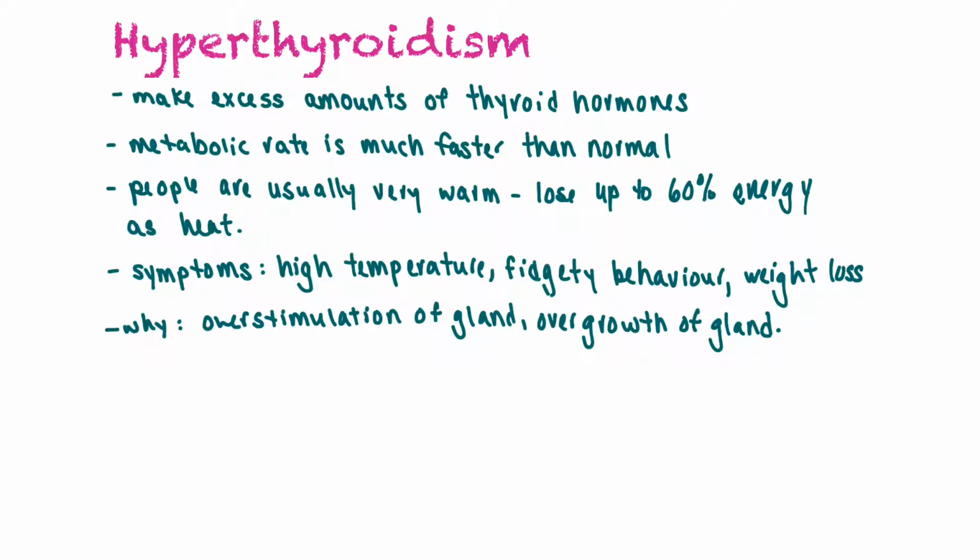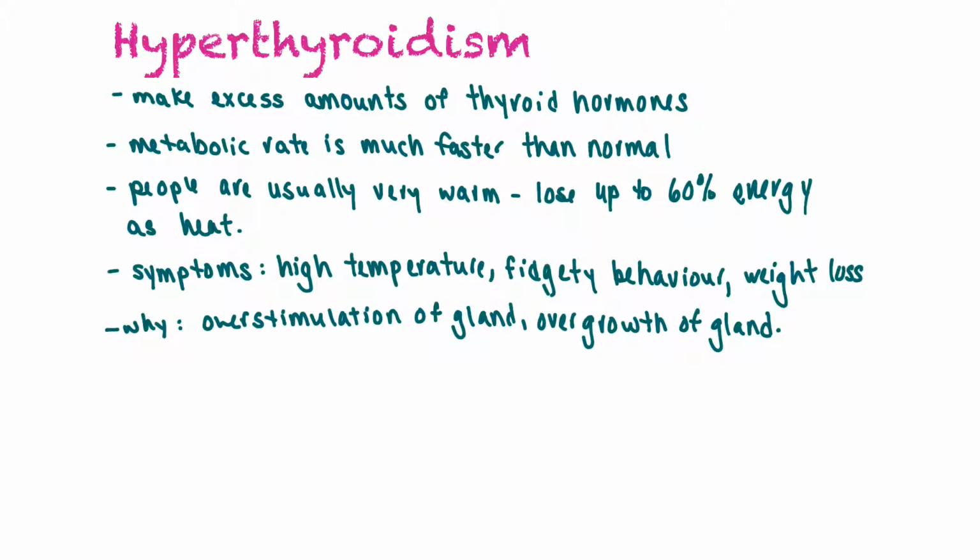Hyperthyroidism is when excess amounts of the thyroid hormones are produced, so a person's metabolic rate would be much faster than normal. And people with hyperthyroidism are usually very warm. They can lose up to 60% of their energy as heat instead of usable energy. And the symptoms would be having a high temperature, fidgety behavior, and weight loss, among others.